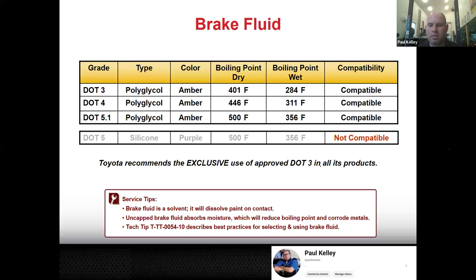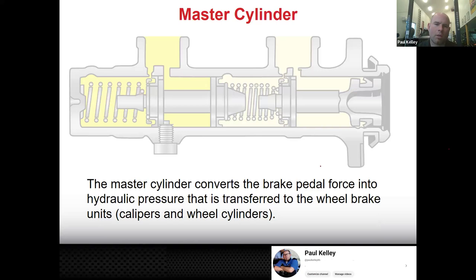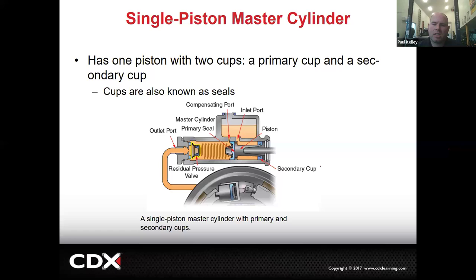And then as we get a little bit further in, we're jumping into the master cylinder here. This is a master cylinder. The master cylinder converts brake pedal force into hydraulic pressure that's transferred to the wheel brake units. That's the calipers and the wheel cylinders, remember? So essentially, the brake master cylinder takes your leg power and makes it into hydraulic force in PSI. This is a type of master cylinder that's very simple, but full disclaimer here, we do not use single piston master cylinders. It's great to cover because it's a simple starting point, but a single piston master cylinder hasn't been used since the 60s, right?